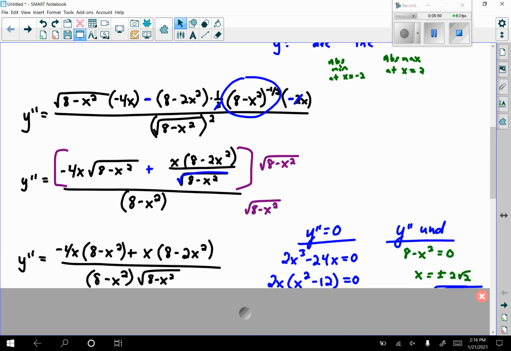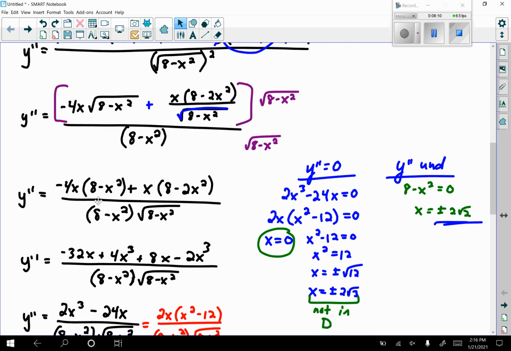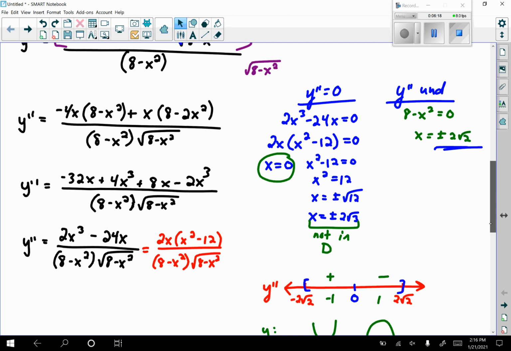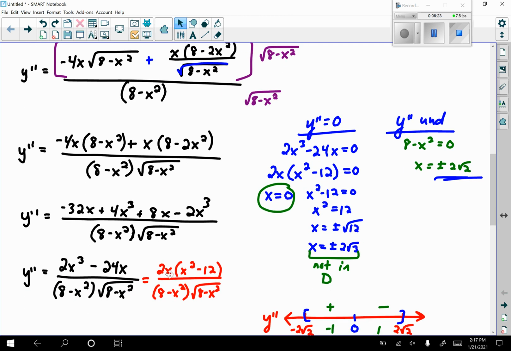Once we do that, this is what becomes of our next step. Negative 4x, when I multiply this radical by this radical here, I just get 8 minus x squared, plus, then I'm just left with x times this quantity, over, and I'll just leave it as this quantity times the square root of that. And then I'll just continue to simplify. So distributing here, negative 32x plus 4x cubed, over here plus 8x minus 2x cubed. That gives me 2x cubed minus 24x in my numerator, which we could also factor. And I just leave my denominator the same.